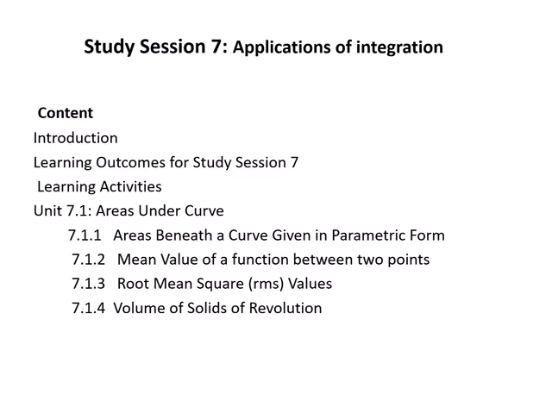We have areas under a curve, areas beneath a curve given in parametric form, mean value of a function between 2 points, root mean square values, and volume of solid of revolution. So we are going to be looking into all these one by one.